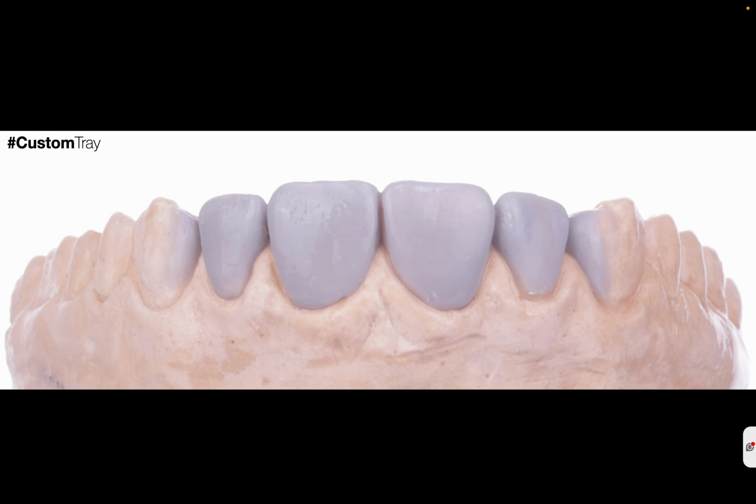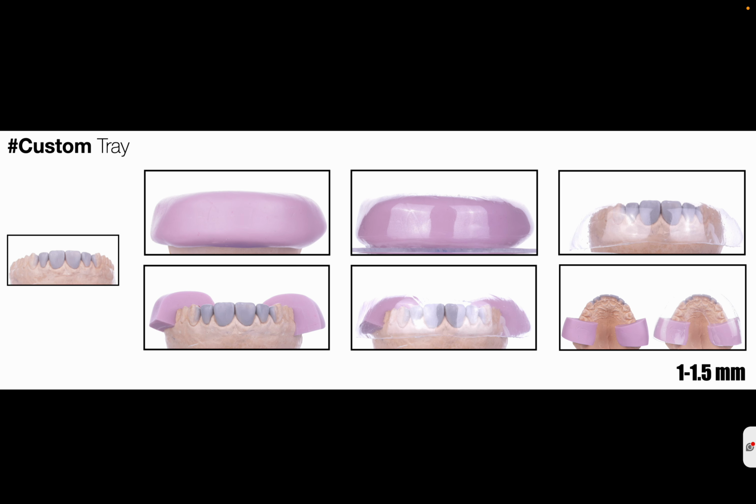So imagine that you want to do a custom tray from the wax up, or especially from the duplicate of the wax up, or from the virtual model. Yeah, you can create a normal silicon index. With this silicon index, you make a vacuum or an Essix tray, and you can maintain the stops in the posterior area.